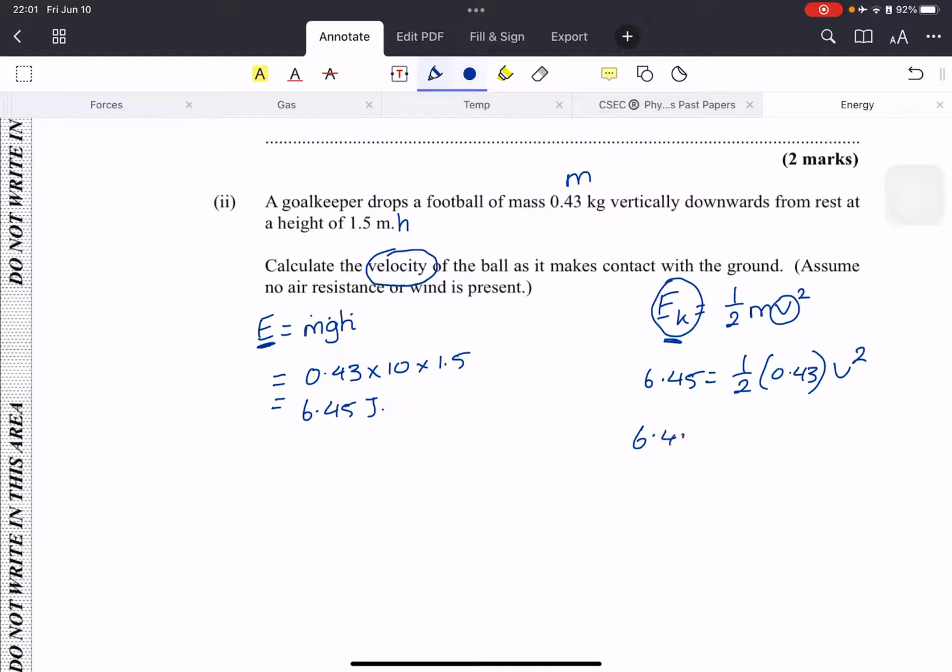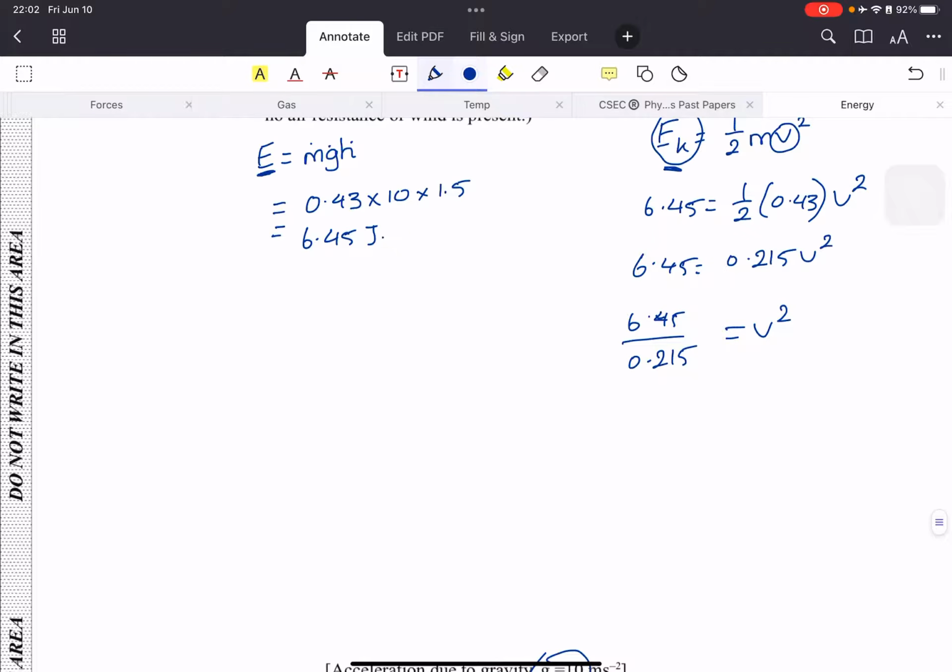So I get 6.45 is equal to 0.215 v squared. I'm simply dividing by 0.215 now to leave v squared alone. So 6.45 divided by 0.215 is equal to v squared. When I put that in my calculator, I'm getting v squared is 30. But we're not done yet. We have v squared here, and they want to know the velocity. So to find v, we just take the square root of the 30.